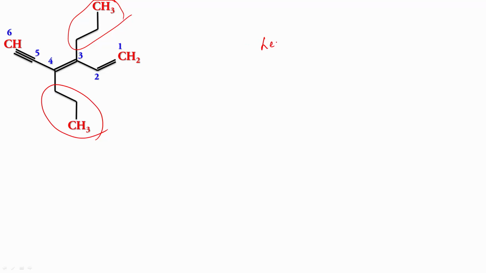It is hexa-1,3-di-N-5-ine. This is the parent. And sorry, it's a di-N. You can't have a E. Remove this E. So it's a di-N-5-ine. And then before this, you just insert 3, 4 dipropyl. So it goes like this: 3, 4 dipropyl hexa-1,3-di-N-5-ine.